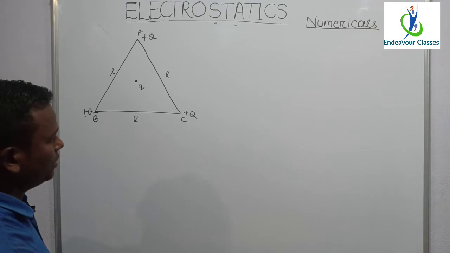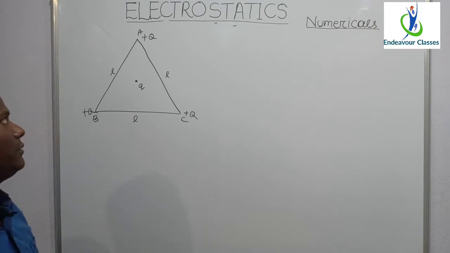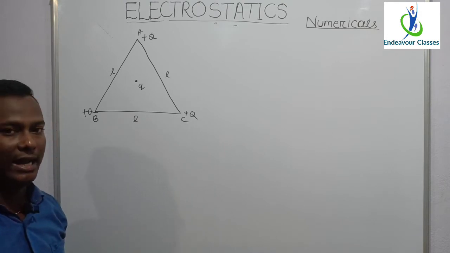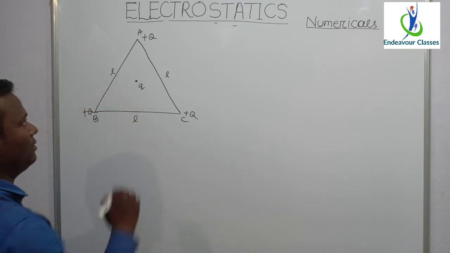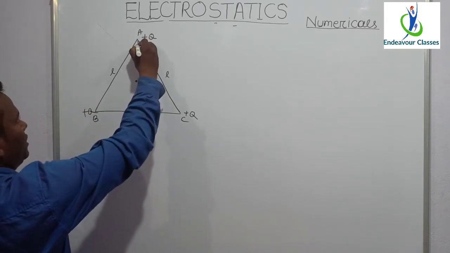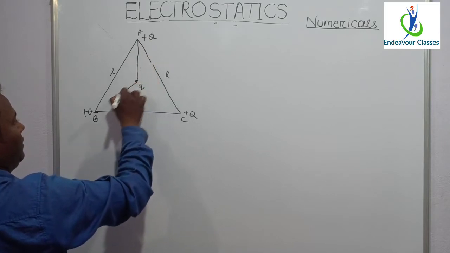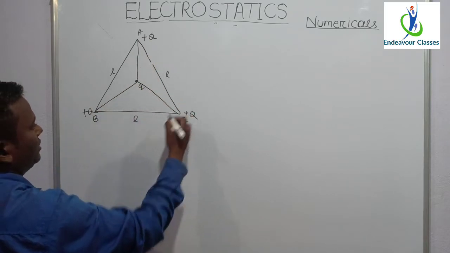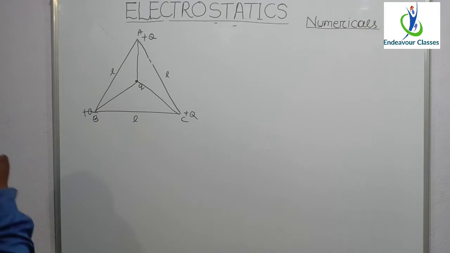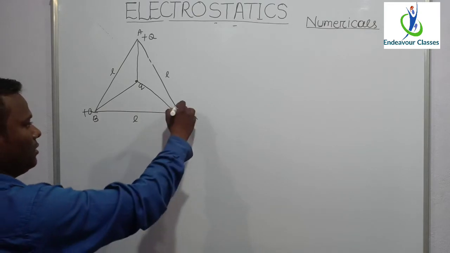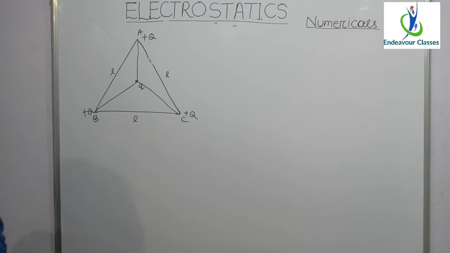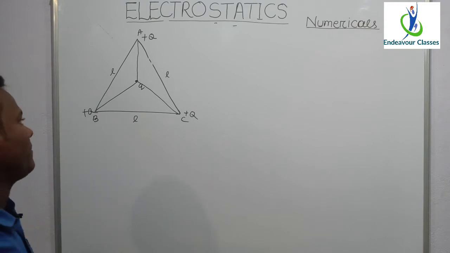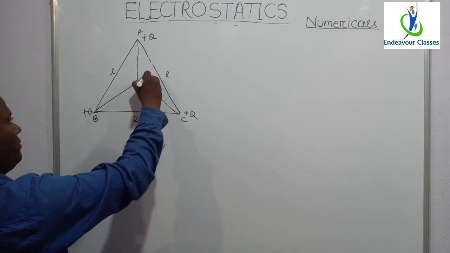So in order to solve this question, we must have some geometrical idea. That means if this is the centroid of the triangle, it must be located at equal distance from A, B and C. So the centroid must be located at equal distance from all the three corners or all the three vertices of this equilateral triangle. Now let the centroid be O.